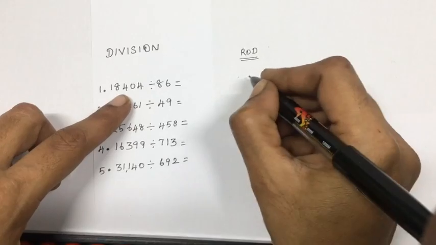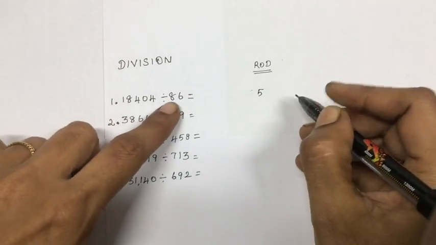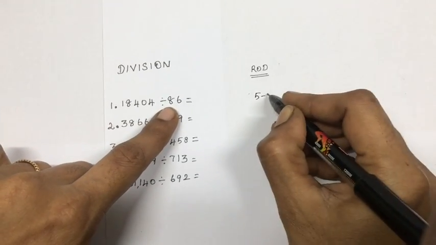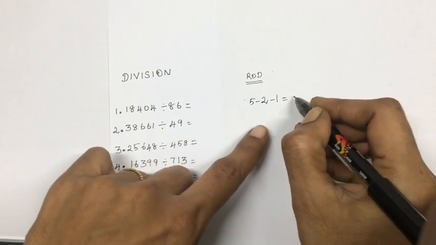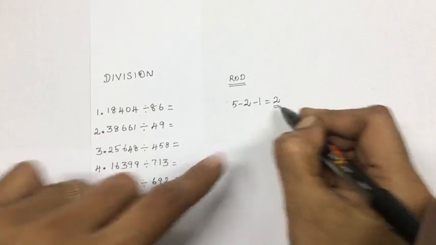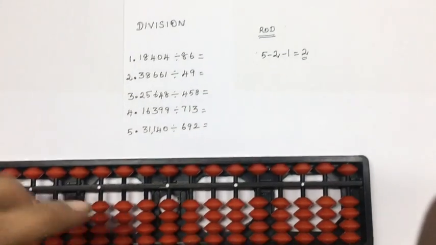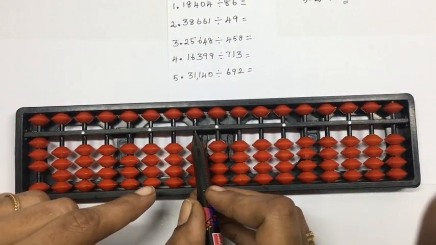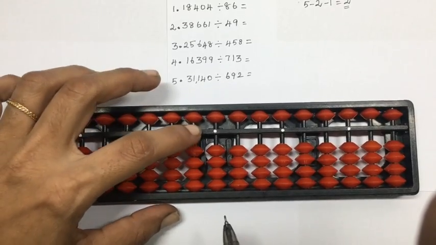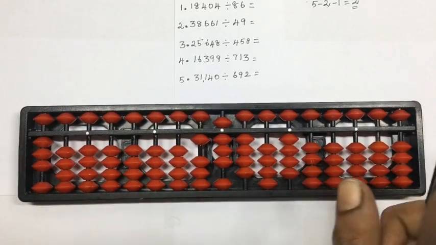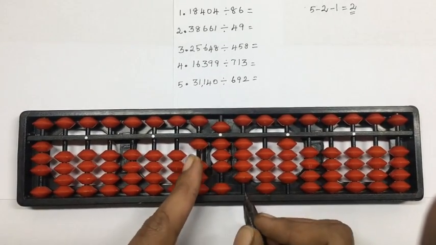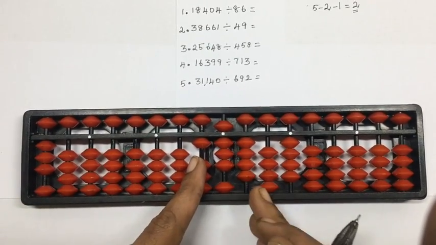5 digits are there in the dividend, so 5, minus number of digits in the divisor is 2, minus 2, minus 1 is the common rule, so we have to set the dividend in the second rod. This is the unit rod, this is the second rod. Here only we are going to set the dividend. 18,404.